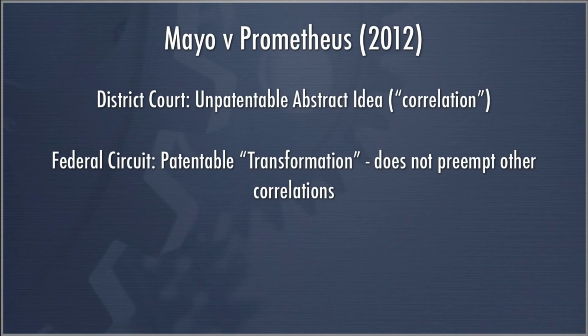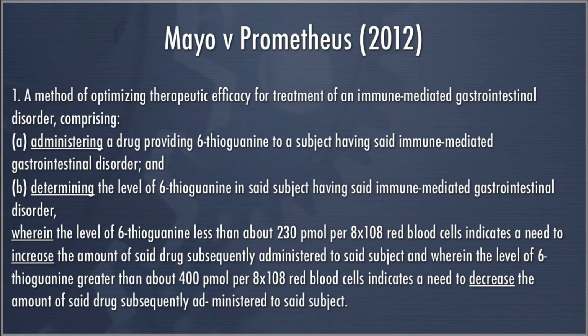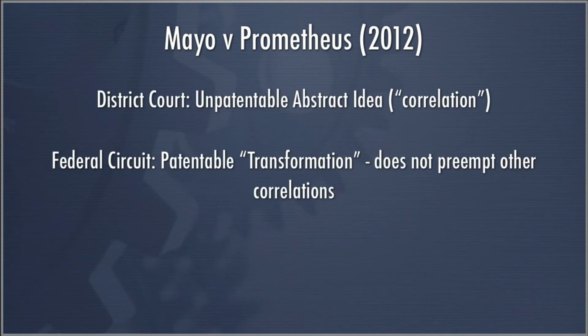So the district court says this is an unpatentable abstract idea because all it does is claim the process of correlating. The key language here is this correlation between the amount of drug in the body and safety and efficacy, right? What the Federal Circuit says is this is a patentable transformation.